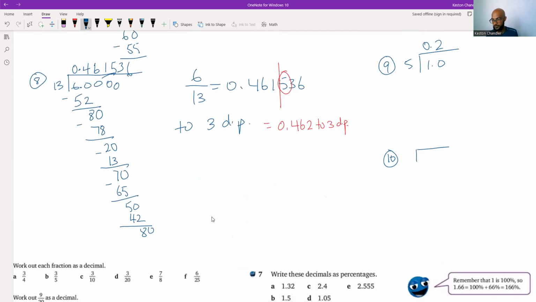8/15. 15 by 3 is 45, by 5 is 75. And we're going to get a recurring. We've got to go 3 again. So 8/15 is equal to 0.5333.